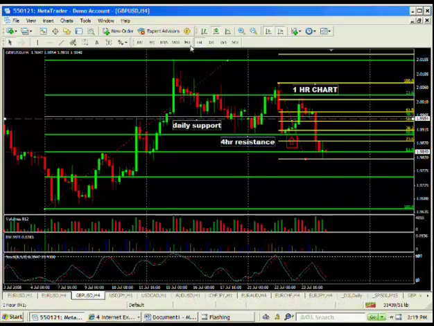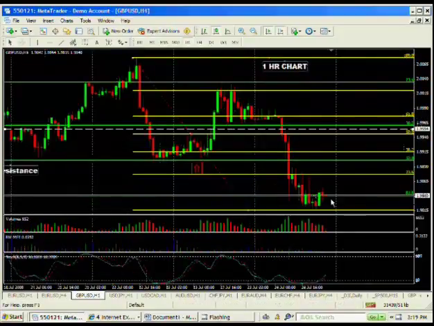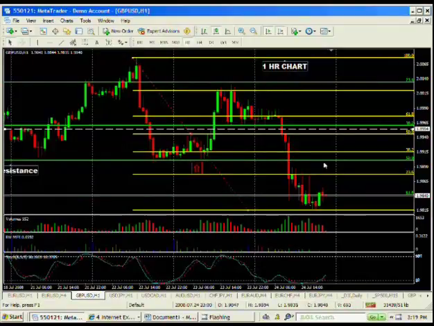So we look to our 1 hour again, and we're looking for a trigger to go long here, and the trigger that I would look for is a close above here, 61% Fibonacci, and that's at around 98.40, 98.41 level. So I would look for a strong close on the 1 hour above the 61% fib level here.